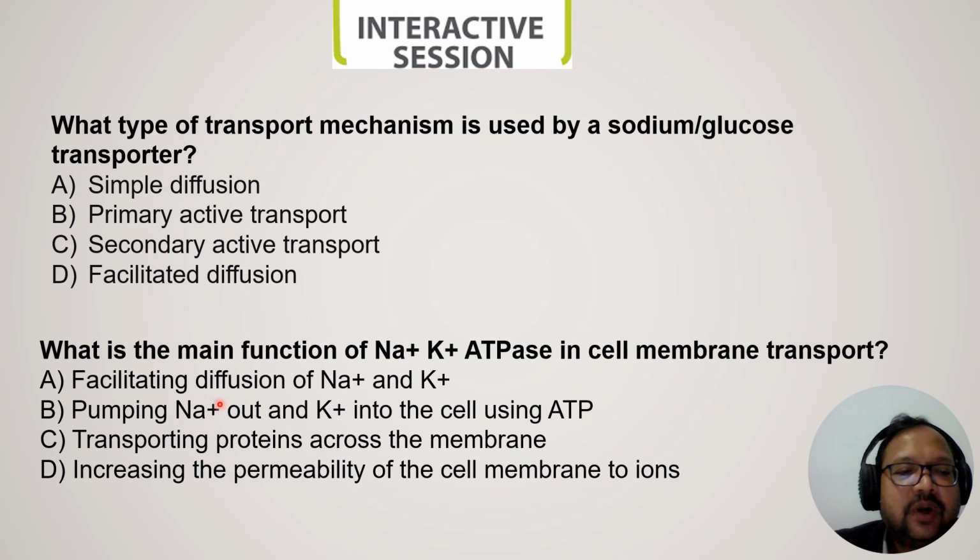Next is, what is the main function of the sodium potassium ATPase in cell membrane transport? A is facilitating diffusion of sodium and potassium. B is pumping sodium out and potassium into the cell by using ATP. C is transporting proteins across the membrane. D is increasing the permeability of the cell membrane to ions. The answer is B: pumping sodium out of the cell and potassium into the cell by using ATP.